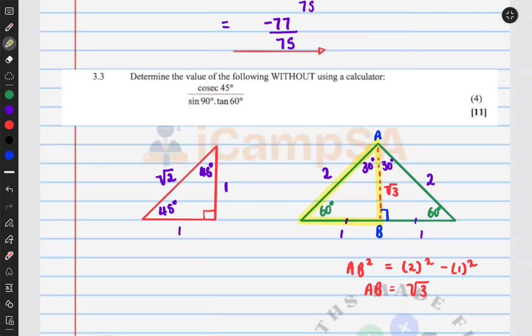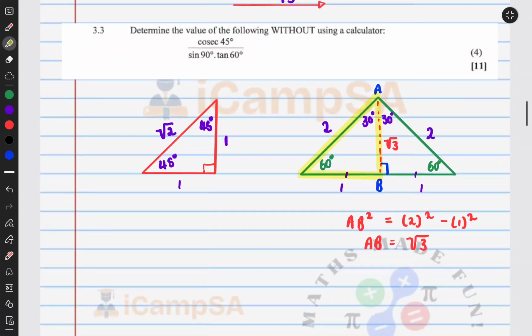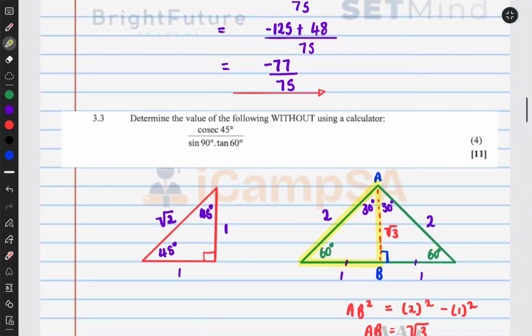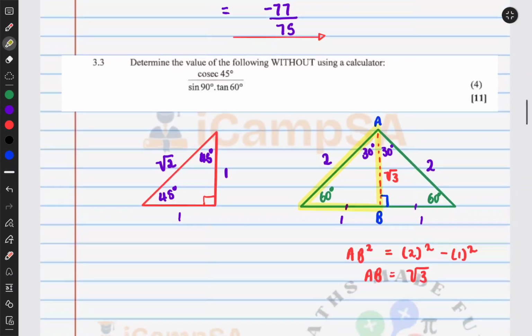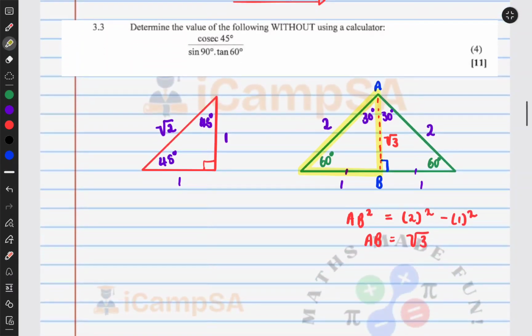So sine 90, for instance, is what? Is 1. Sorry, is it not 1? Sine 90 is, yes, it is 1. And then cos 90, the one that I was confusing it with, cos 90 is 0. And then sine 0 is 0, and cos 0 will be 1. I just want to make that clarification there.